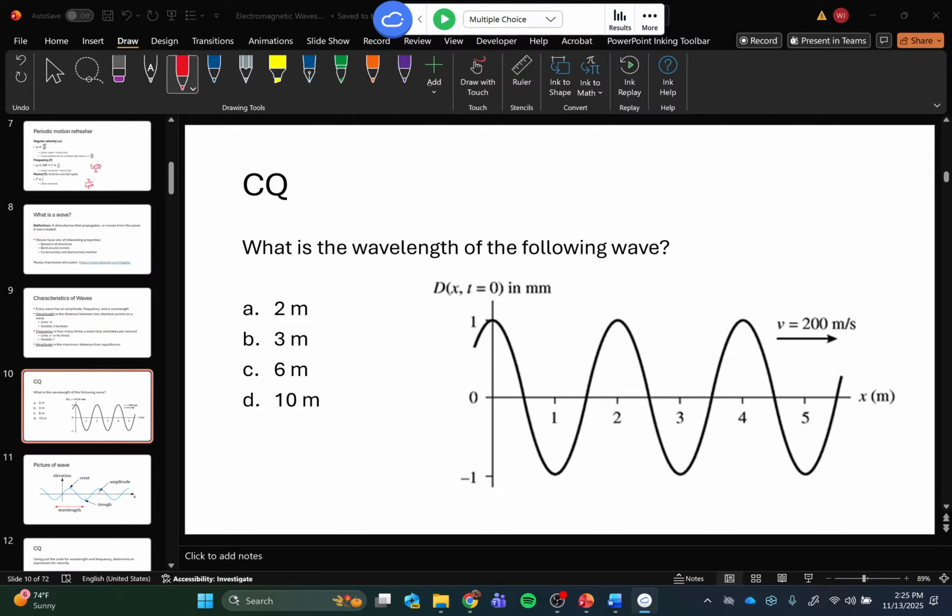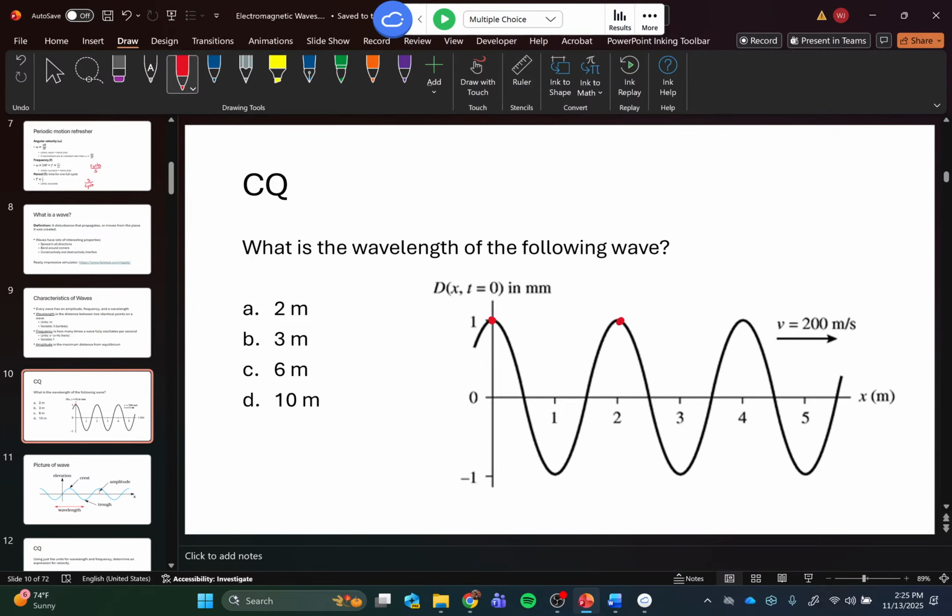Great. Wavelength, distance between two identical points. Now, it's fairly tempting to pick this one, and that's perfectly fine. That's wavelength. You could also pick this one and this one. That's also the wavelength. Notice all the arrows are the same size. It doesn't matter what you pick. The distance is always the same between two identical points.